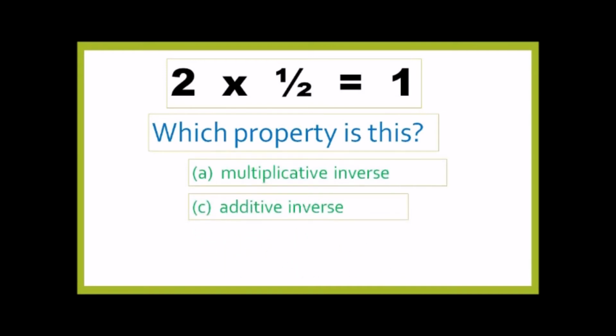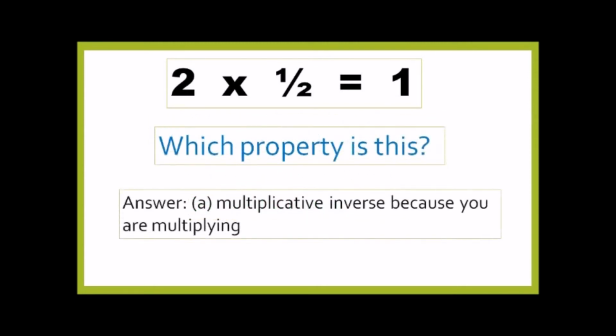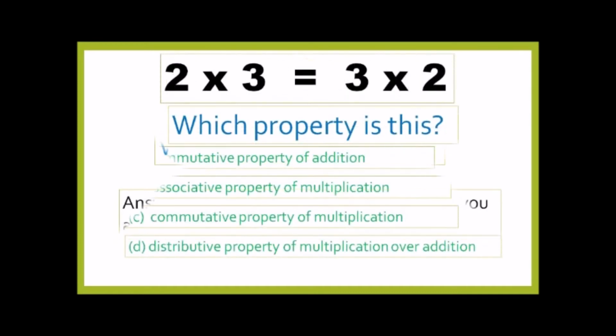So which one is it? Is it multiplicative inverse or additive inverse? Look at it and you can tell the answer right away. Just by looking. Which one is it? Give your answer. Is it multiplicative inverse? It is multiplicative inverse because you are multiplying, and the answer was A. So right away, you're not doing anything else but multiplying, so it has to be multiplicative inverse. 2 times a half is equal to 1. So remember, you're dealing with opposites, and if you have the number, 1 over that number would give you the multiplicative inverse when you're multiplying.